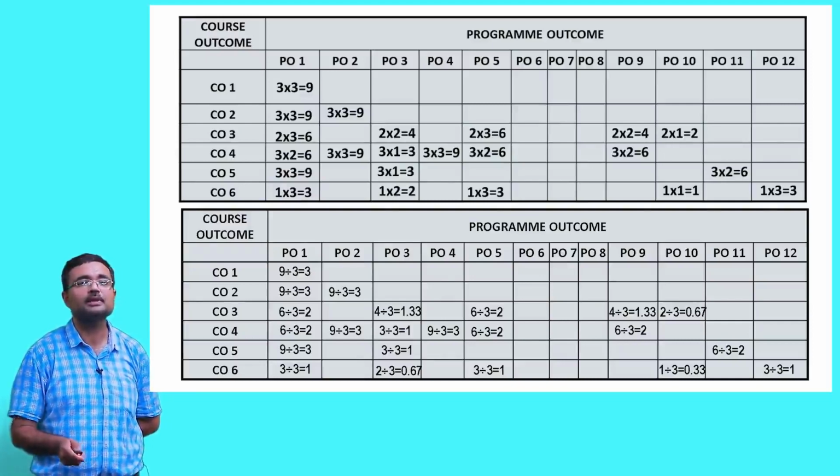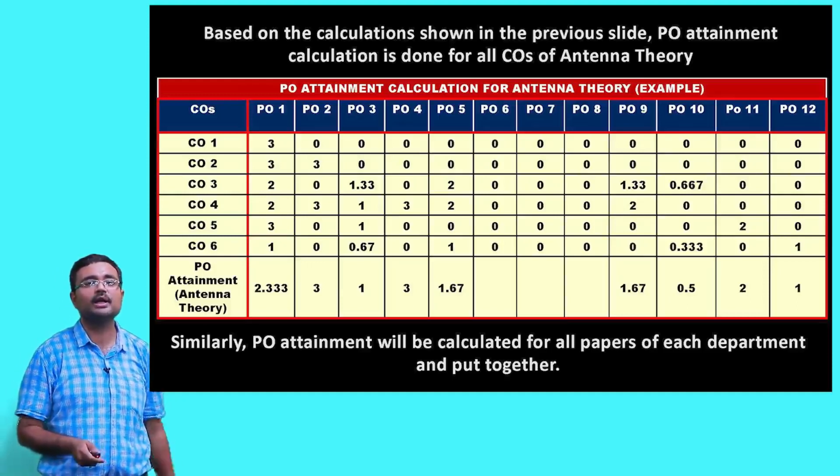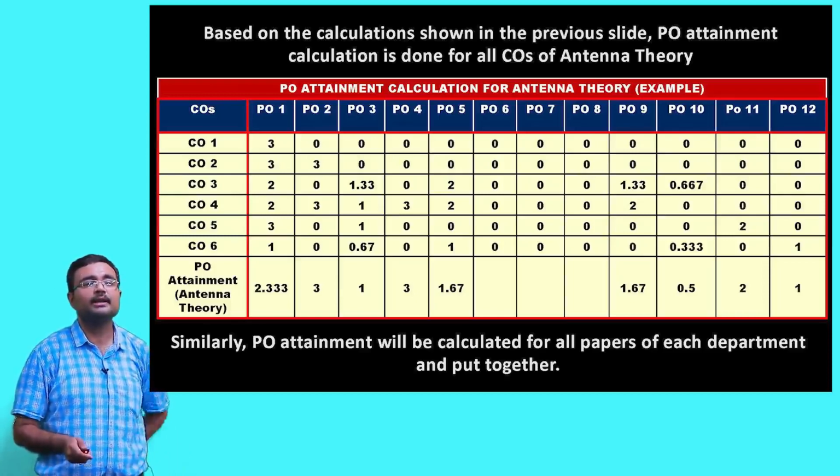So, the table has been converted to this. See, CO1 to PO1 3 attainment, CO2 PO1 3, it has helped in attaining. CO3 has helped PO3 in attaining 1.33, CO3 has helped PO9 in attaining 1.33. If I take an average of these PO attainments, I get the complete PO attainment picture from antenna theory. See what I have done, PO1 attainment 2.33.